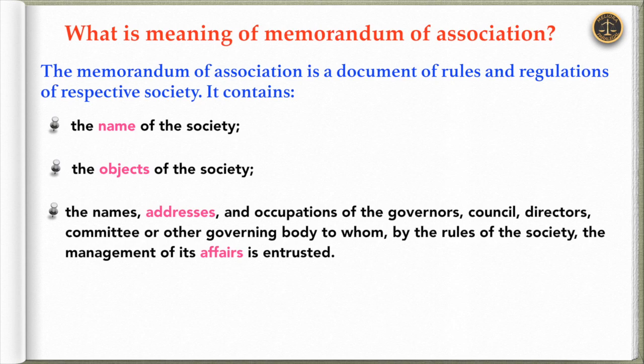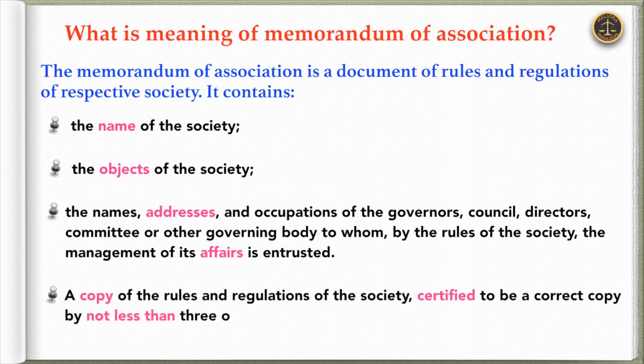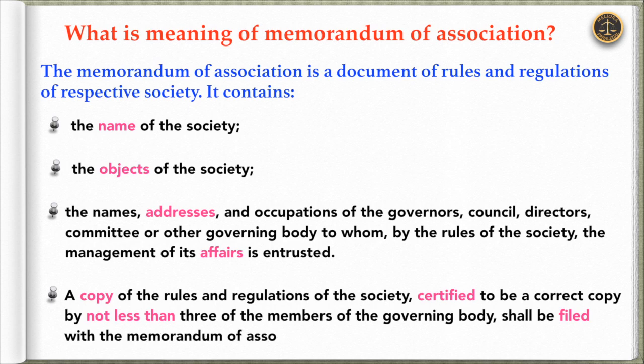Last but not the least, a copy of the rules and regulations of the society, certified to be a correct copy by not less than 3 of the members of the governing body, shall be filed with the memorandum of association.